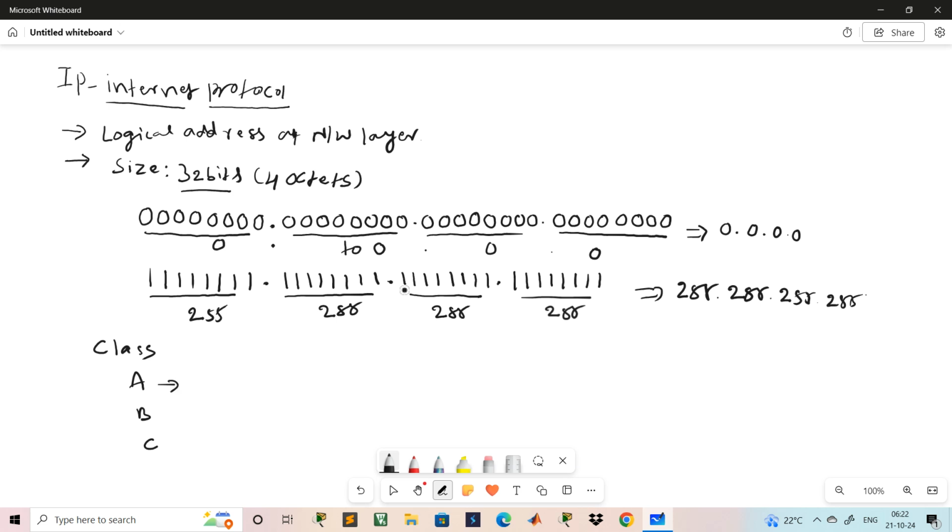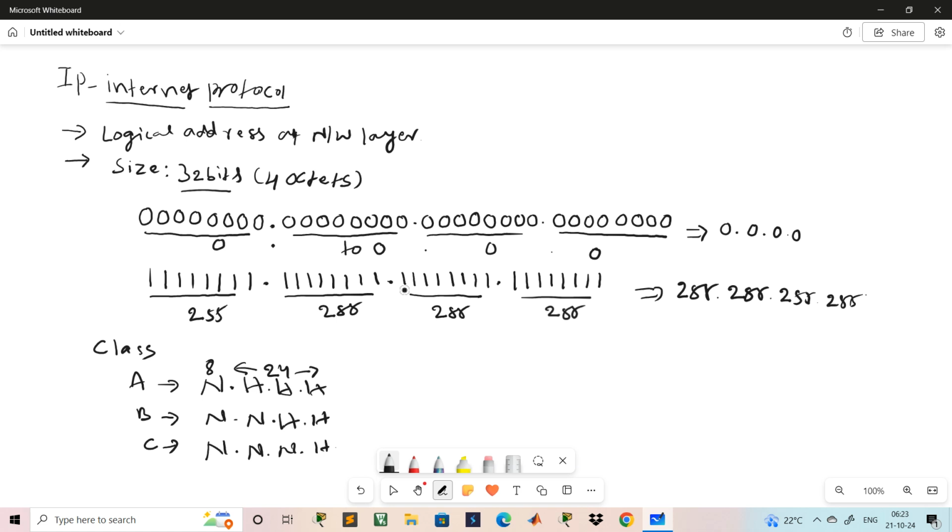In class A, 8 bits are reserved for network, followed by 24 bits reserved for host. Here N stands for network and H stands for host. So in class A, 8 bits are reserved for network and the other 24 bits are reserved for host. In class B, 16 bits are reserved for network and 16 bits are reserved for host. In class C, 24 bits are reserved for network and only 8 bits are reserved for host.